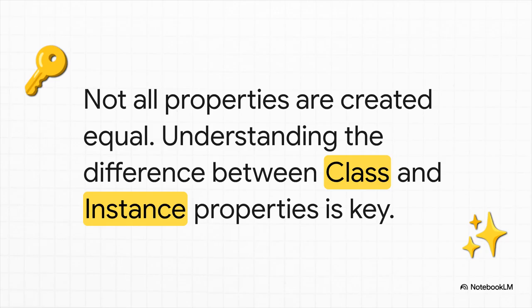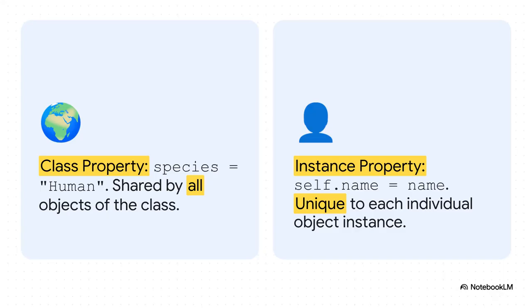But here's a little twist. Not all properties are the same. They're not all created equal. There are actually two different kinds, and you really need to understand the difference to get the most out of classes.